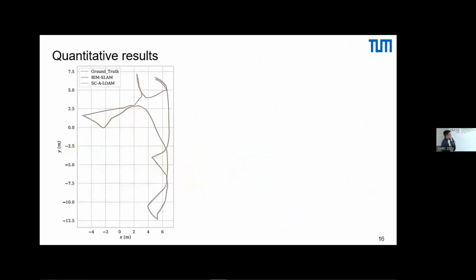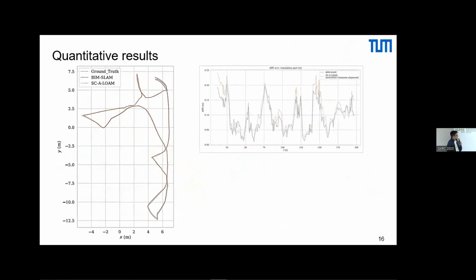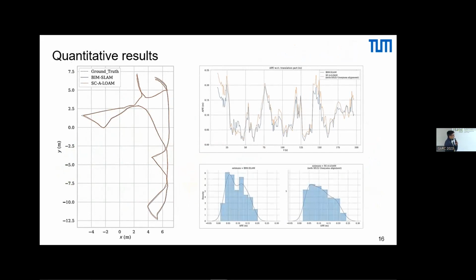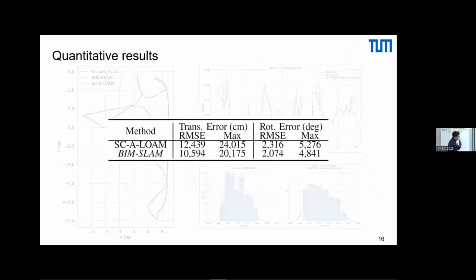Regarding the quantitative results, we compare our method with Scan Context alone. After manual alignment of the trajectory of this SLAM algorithm with the ground truth, we see that they are actually quite close to each other. But if we have a closer look, we see that BIM-SLAM has a lower absolute pose error during the trajectory. In fact, the root mean square error is 2 centimeters lower than this SLAM algorithm.